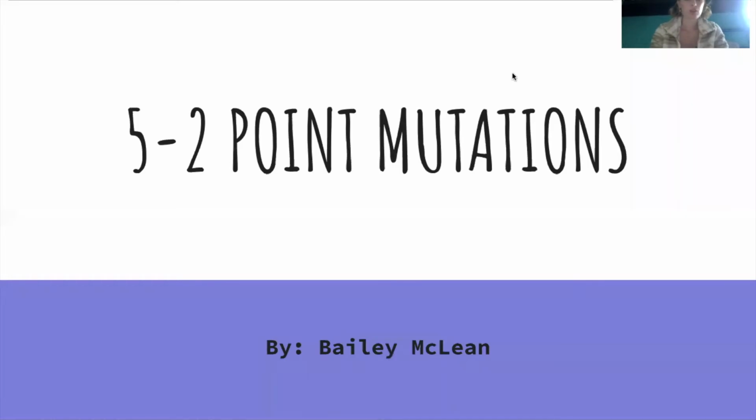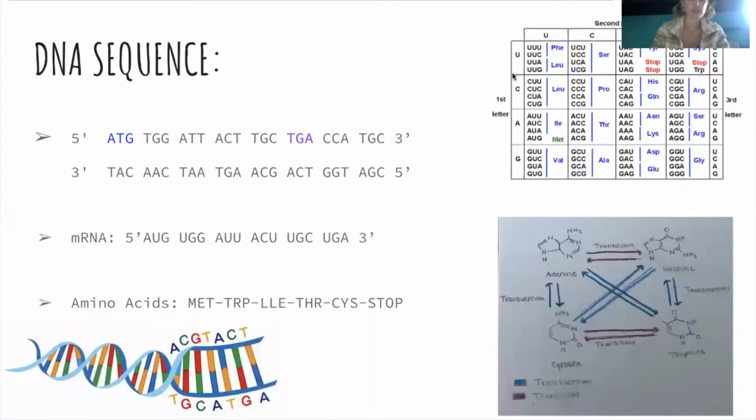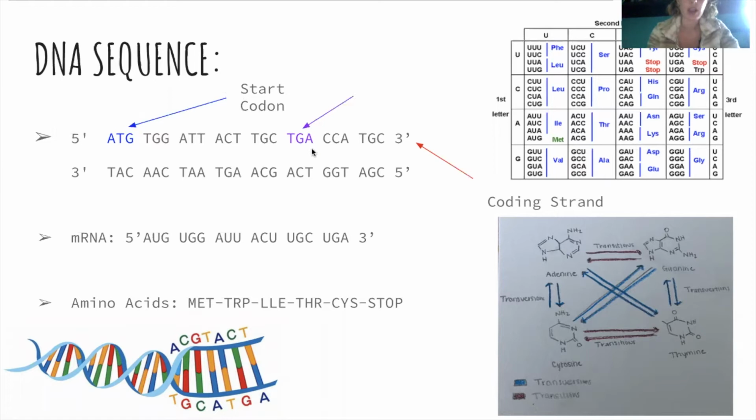Hi, we're going to discuss point mutations today. Point mutations are when a single nucleotide base is changed, inserted, or deleted. We're going to use this DNA sequence as an example strand, and we're going to use it because of the two sequences highlighted in color. The ATG is the start codon, and the TGA is the stop codon. And so that's going to tell us when to start and stop transcription.